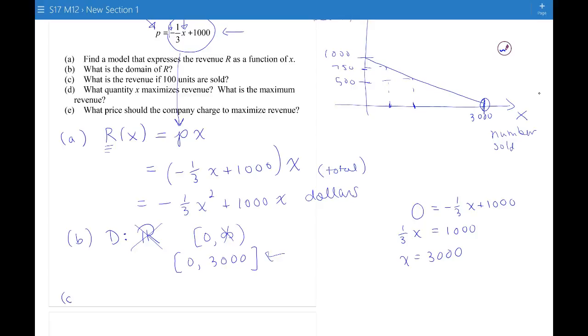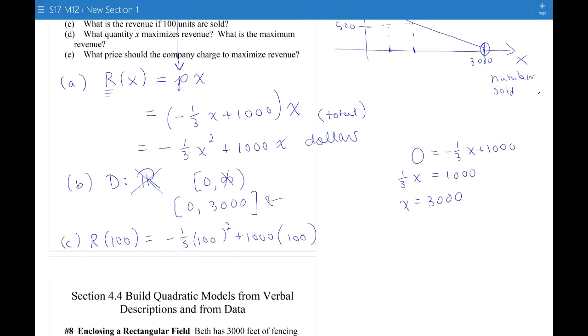So the C part says, what is the revenue if 100 units are sold? So that's saying if you sell 100, what is the revenue? So I want to see the proper notation for a function, and we put 100 in for the X, and then we'll figure out what that is in class together.